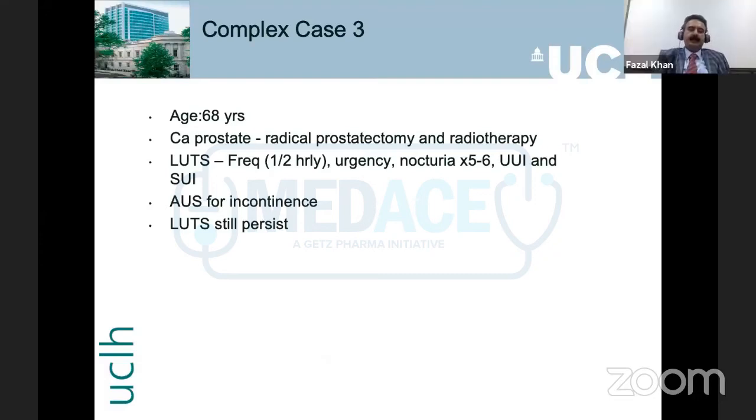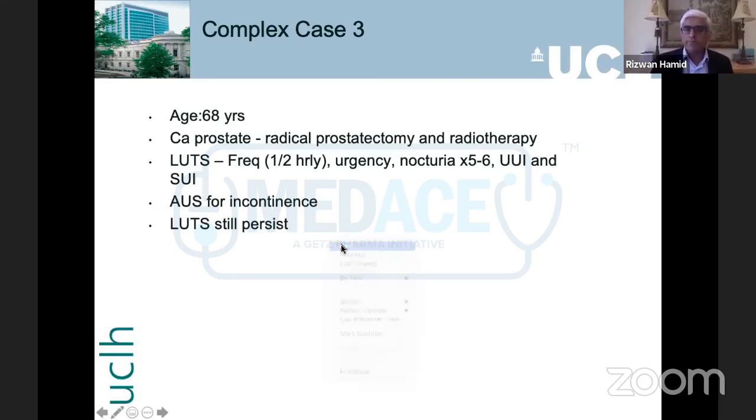Yeah. So this is a 68-year-old male, again a complex case. He has carcinoma of the prostate, had radical prostatectomy and radiotherapy. Not surprisingly, he has lots of frequency, urgency, nocturia and urge incontinence, and stress urinary incontinence also. He already had an artificial sphincter for incontinence, but the symptoms are still persistent.